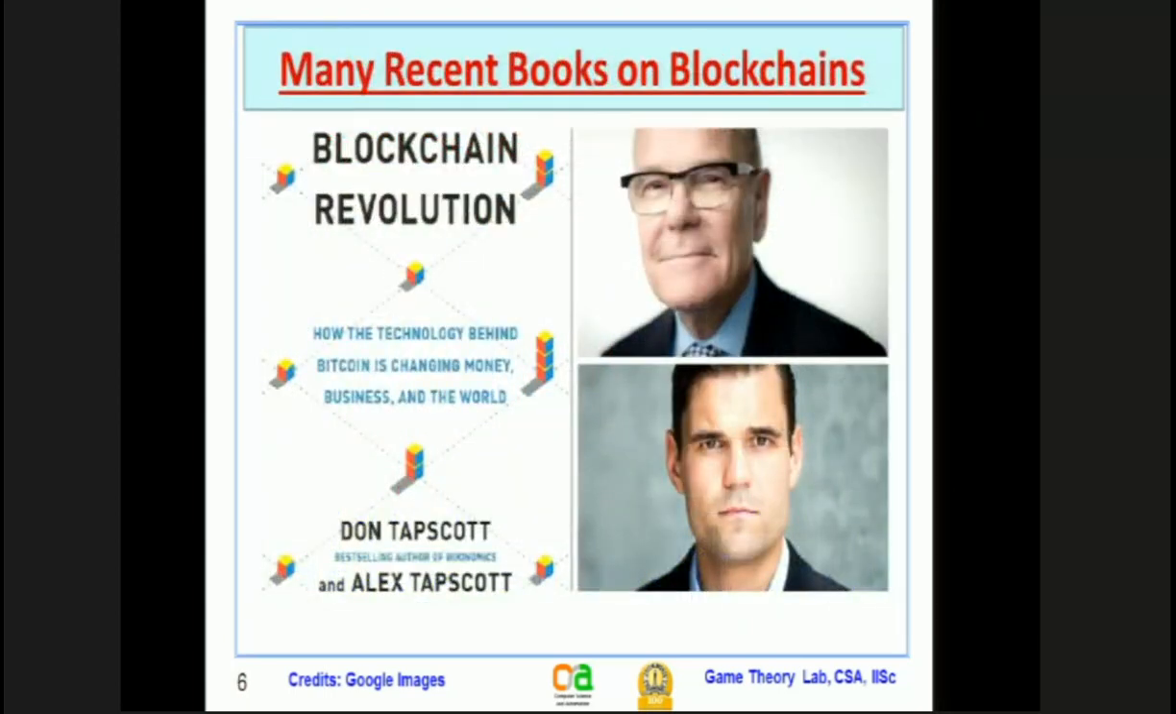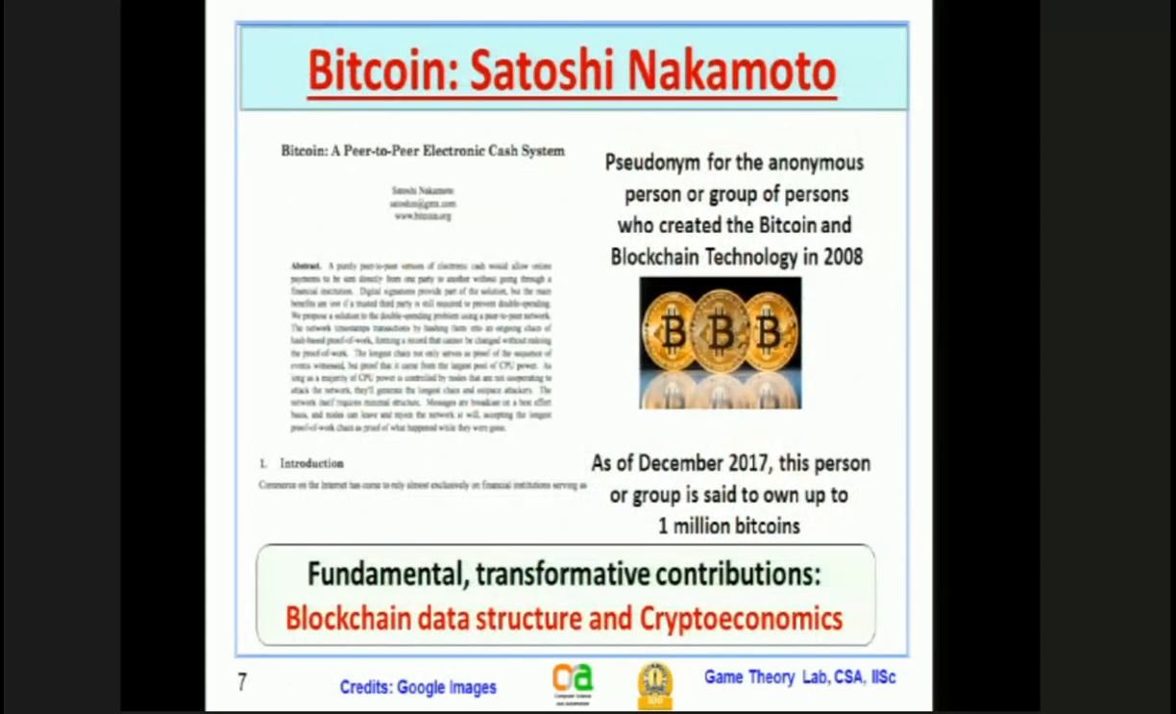There are also many, many recent books on blockchains. The book that I have liked most is this one by Don Tapscott and Alex Tapscott, a father and son duo. It's a very nice, very friendly, informal introduction to blockchain technology. Those of you interested can take a look at this book.